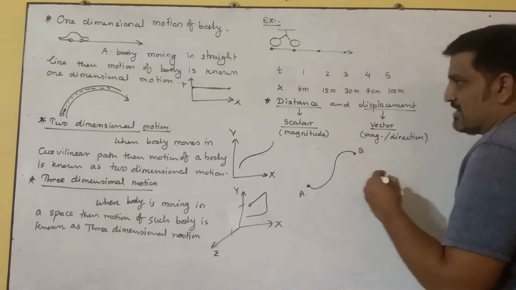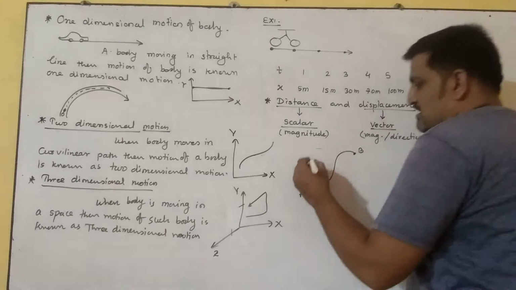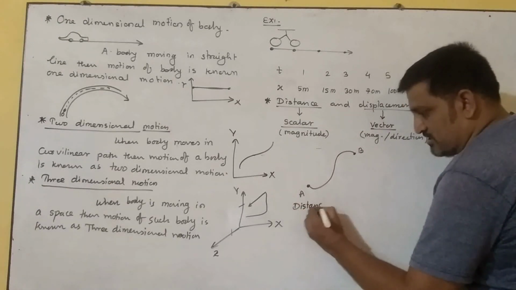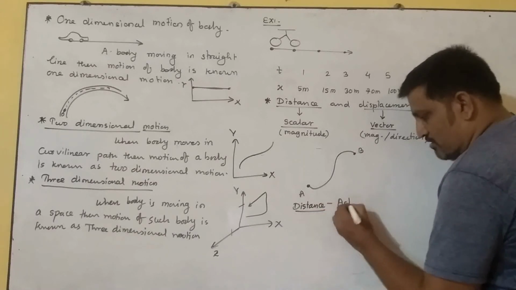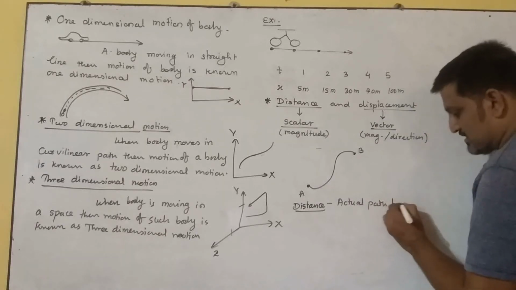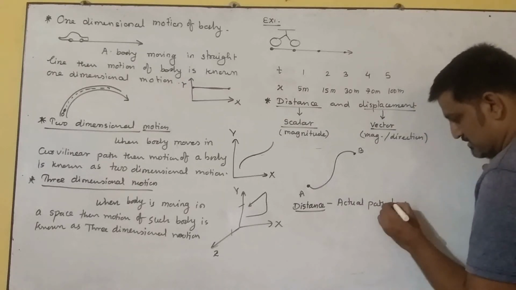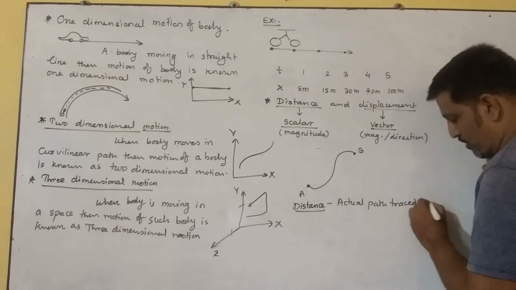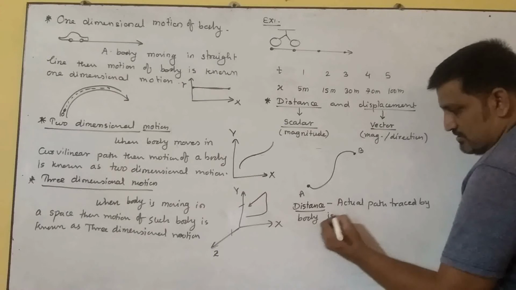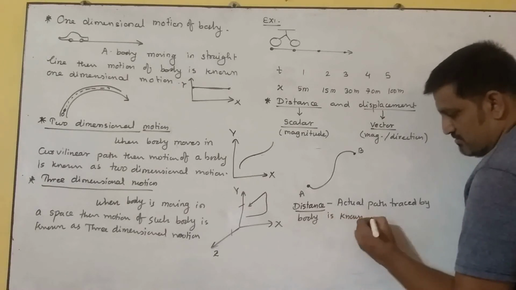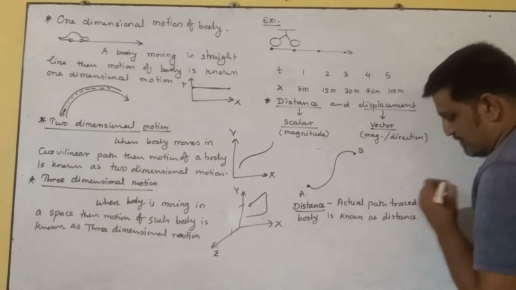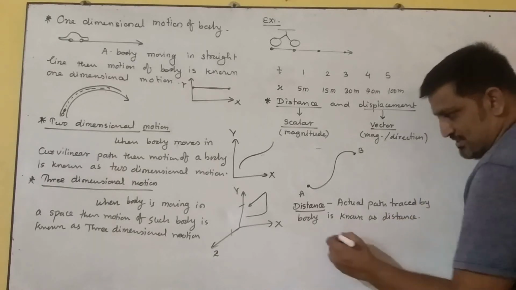Now, what then is the distance? Distance is nothing but, I write the definition here: distance means the actual path followed or traced by the body is known as distance. Okay, so the actual path traced by the body is known as distance.